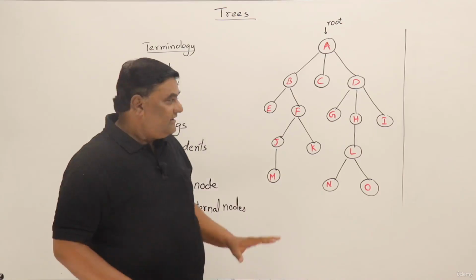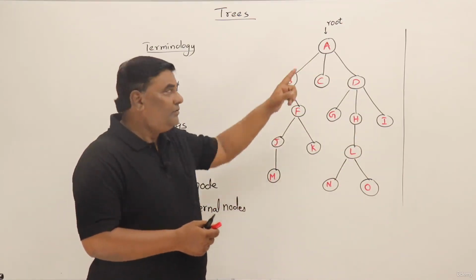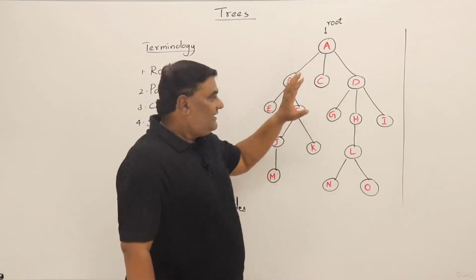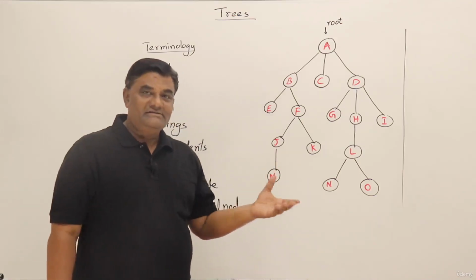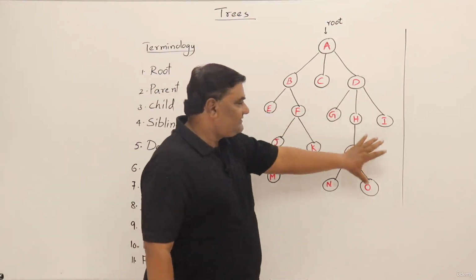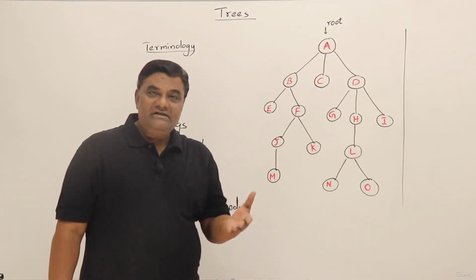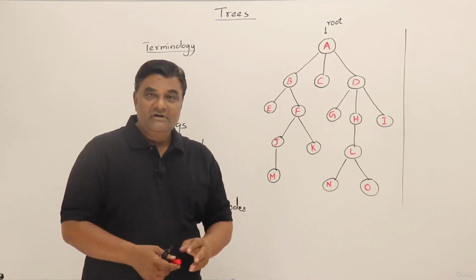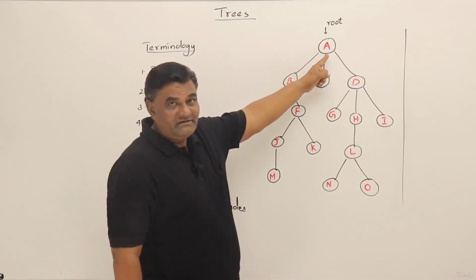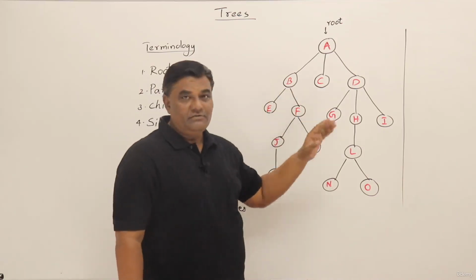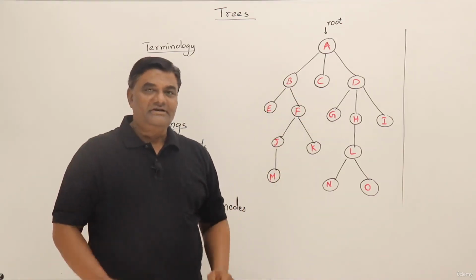So if I define a tree, tree is a collection of nodes. Among those nodes, one node is taken as root node. Rest of the nodes are divided into disjoint subsets. This is one subset, this is another subset. There is only one node in this subset. And each subset is a tree again or subtree again. So I repeat the definition. Tree is a collection of nodes where one of the nodes is taken as root node and the rest of the nodes are divided into disjoint subsets and each subset is a tree or subtree.